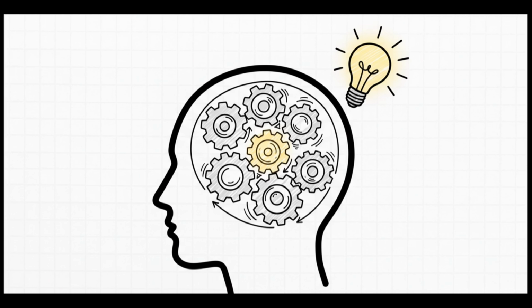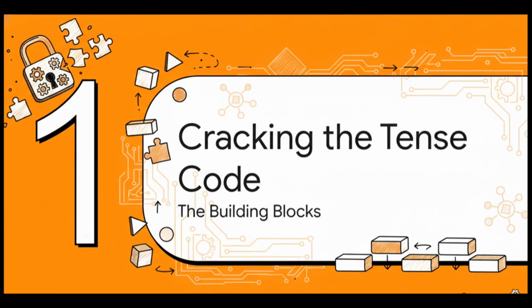Okay, let's get into it. We are about to crack this code. And the way we're going to do it is by breaking it all down into its simplest parts. So for now, forget everything you think you know about tenses being these separate, isolated rules. Instead, I want you to think of them like Legos. They're just constructions made from some really simple building blocks.